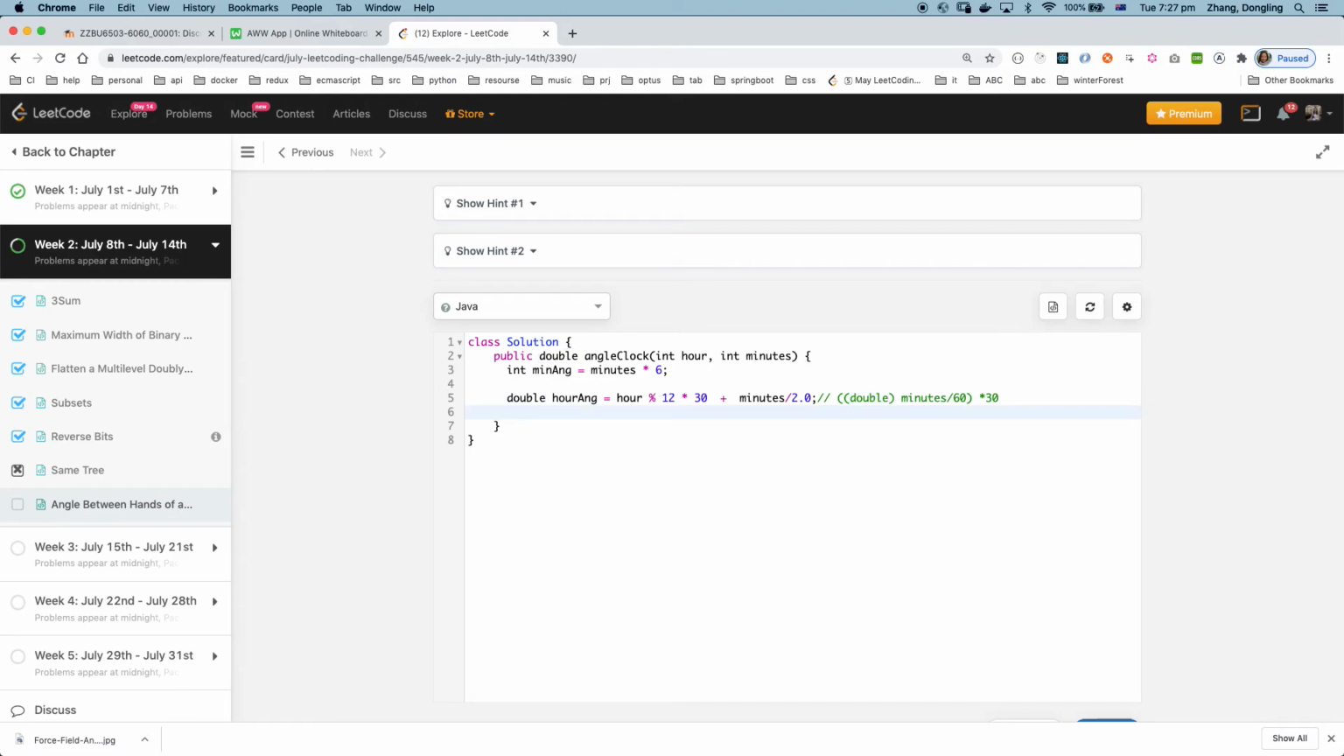Since we already have the hours angle and also the minutes angle, now we just return the result as a double, the hours angle minus the minutes angle. And we need to return the smallest one, so we just use Math.min, either this one or 360 minus this one.